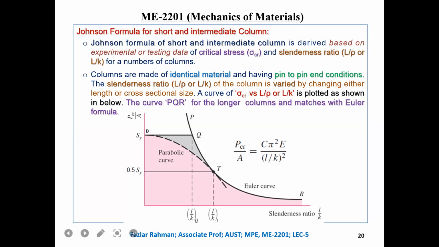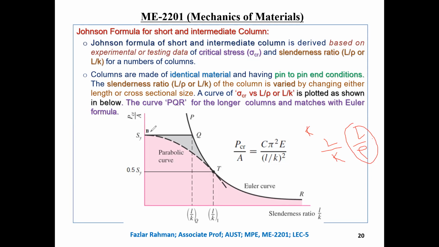So you see, if you vary the length of the column, what is varying? The radius of gyration, the slenderness ratio, because L by rho is called the slenderness ratio. L by K or L by rho, same thing. If your length is varying, then your L by rho is changing, right?